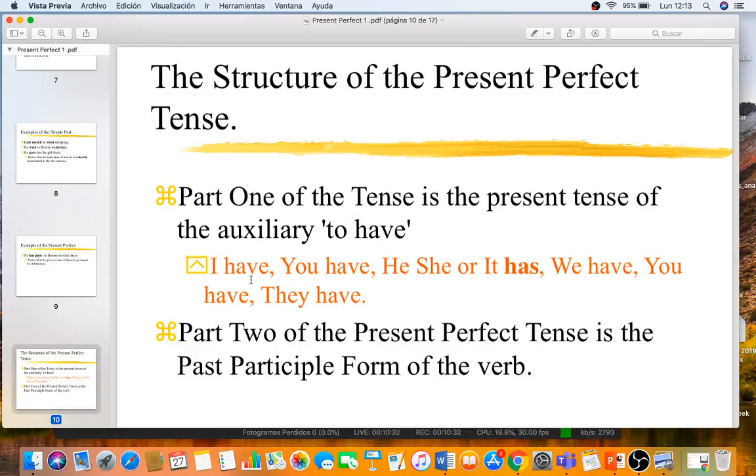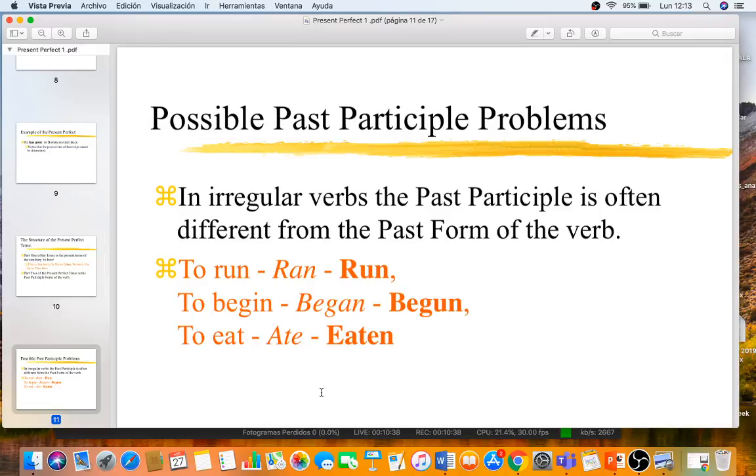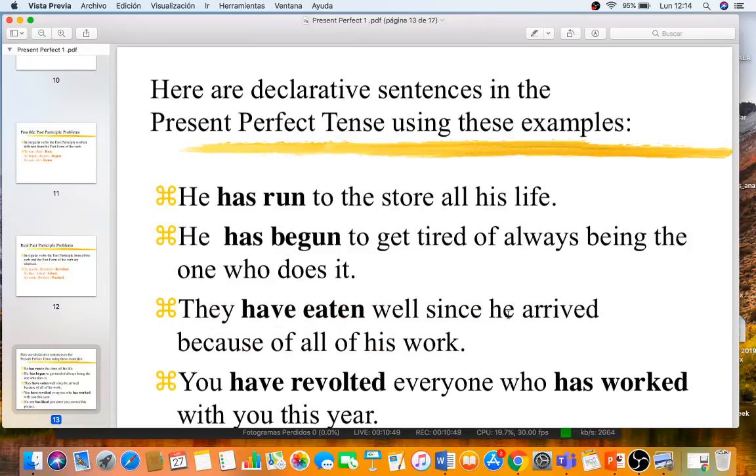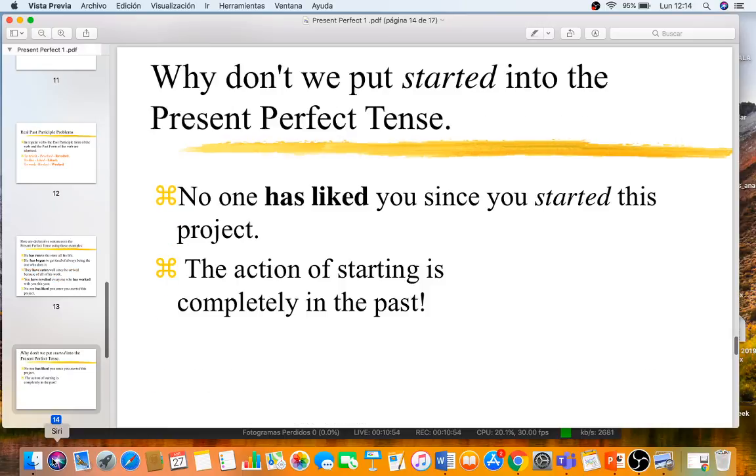Remember that we need to use the auxiliary have or has according to the subject, and then the past participle form of the verb. Over here we have examples of past participles of irregular verbs, but also we know that the past participle of regular verbs is easy because we just need to add ed. We have over here some examples of the present perfect tense, okay?